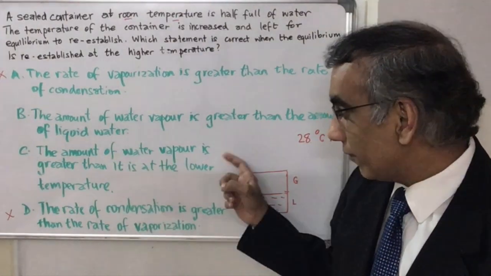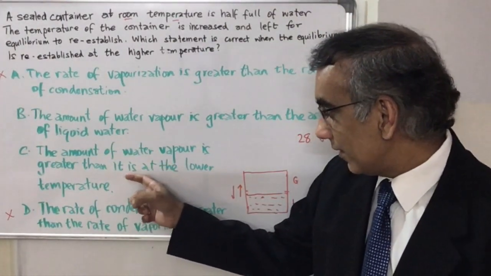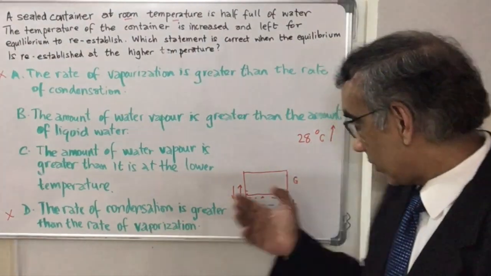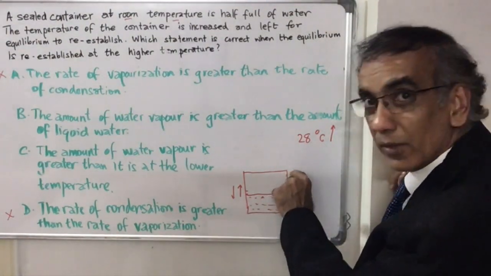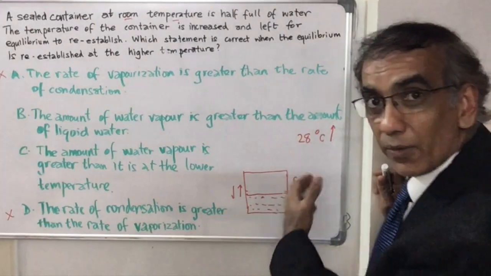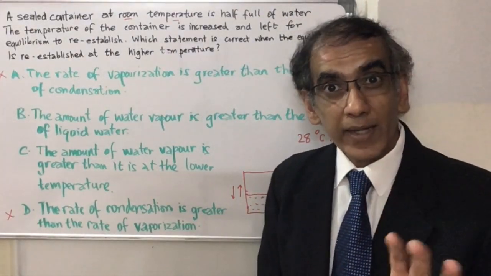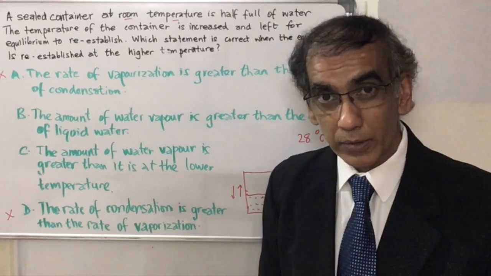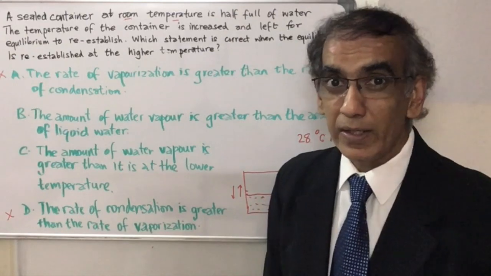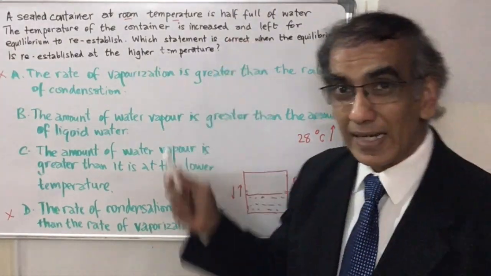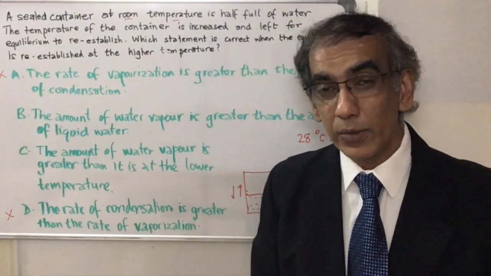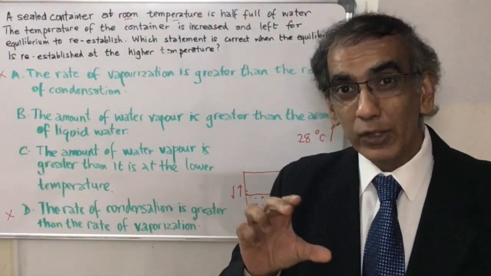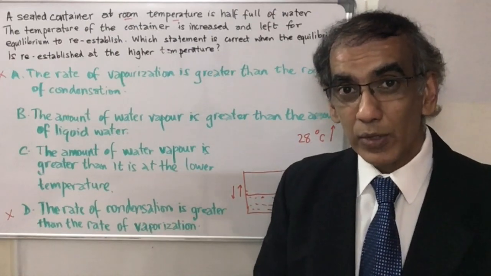The amount of water vapor is greater than it is at the lower temperature, because one thing is for sure, at 25 you had a certain amount of water vapor. At 28 or 30 or any higher temperature, whatever that amount, it's going to be more than it was at the lower temperature. But the distractor in this question is saying that the container is half full, and that misleads the student to think that the volume of water in the vapor state and the volume of water in the liquid state, that those two volumes were equal.